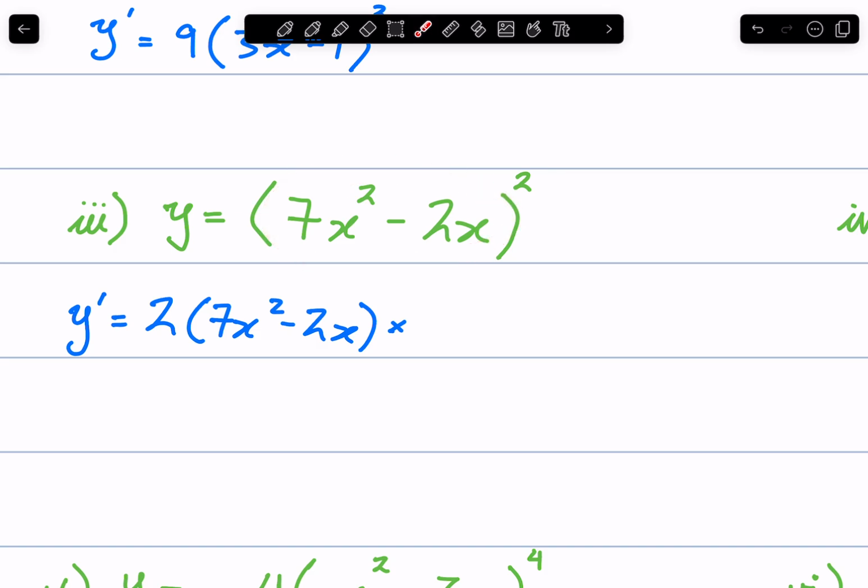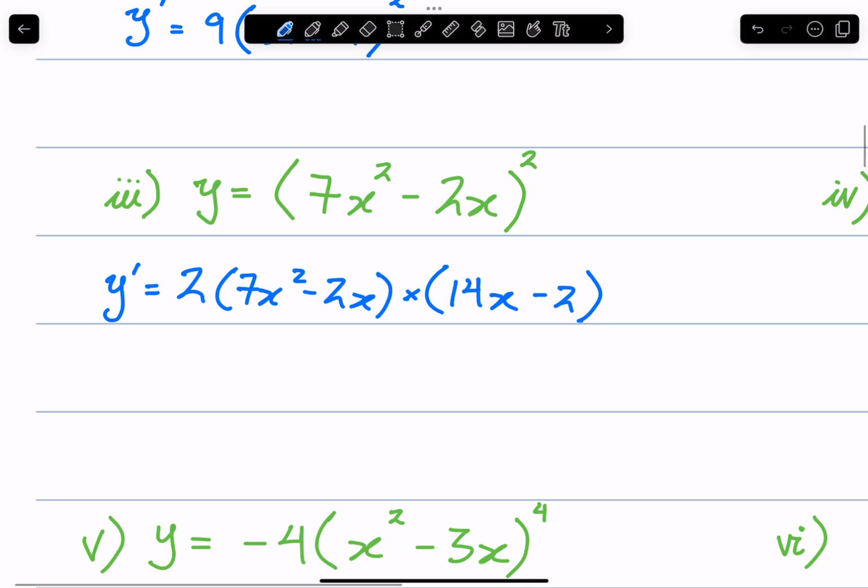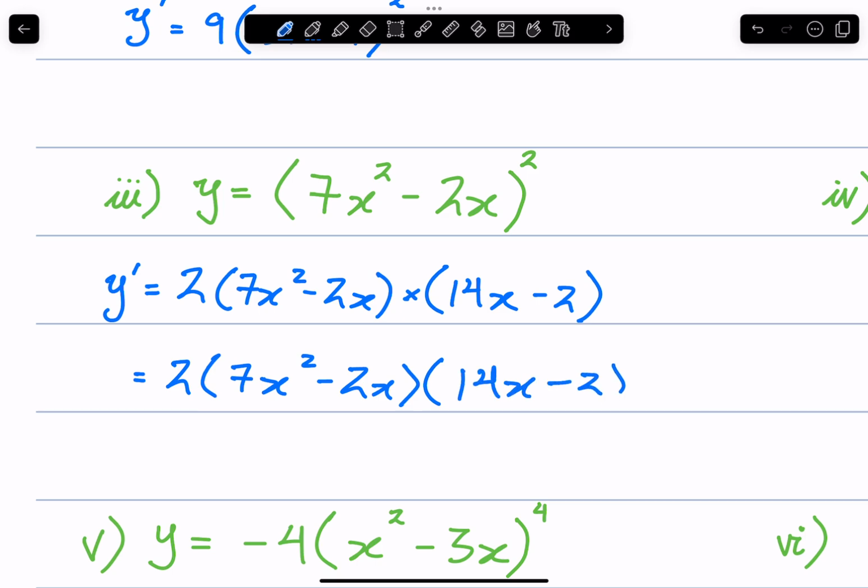Well, there are two terms now. The derivative of this is going to be 14x, and the derivative of negative 2x is negative 2. But notice how, because we are multiplying by the entirety of the inner function, it should remain in a bracket, like so. And for this, we leave this now as 2 times 7x squared minus 2x times 14x minus 2.